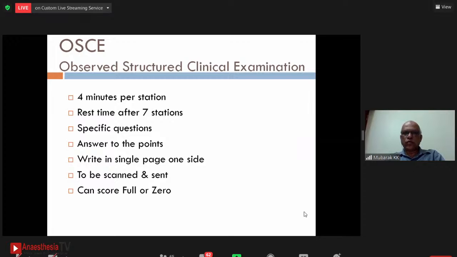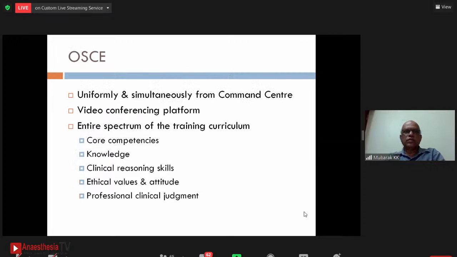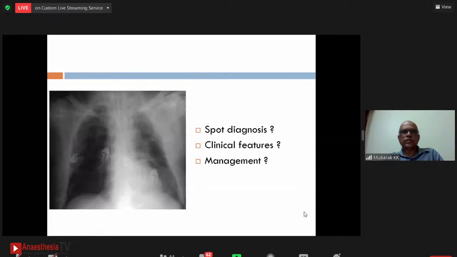So I'll just show one or two examples of OSCEs also. These OSCEs are the same throughout all the centers, because they are uniformly and simultaneously conducted by the National Board Command Center through a video conferencing platform. These OSCEs will include the entire spectrum of the DNB anesthesiology training curriculum to extract your core competencies, knowledge, clinical reasoning skills, and all those things.